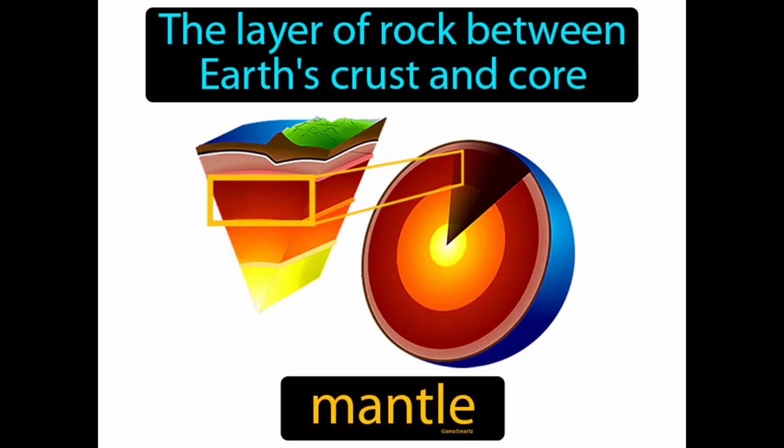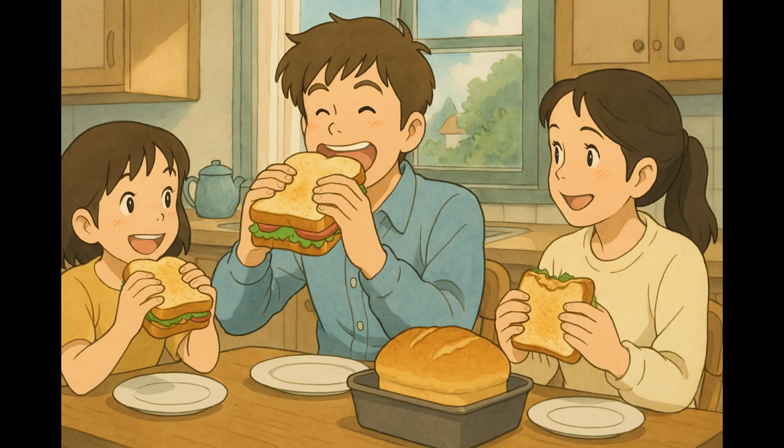The layer of rock between Earth's crust and core. Mantle. The mantle is a thick layer of rock inside Earth that moves slowly and affects how continents and oceans are shaped. Imagine trying to keep a sandwich from falling apart while taking a big bite.